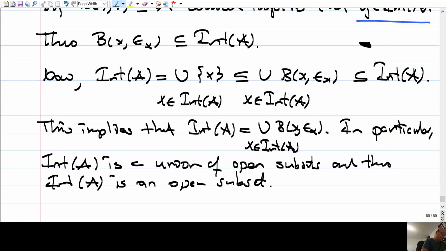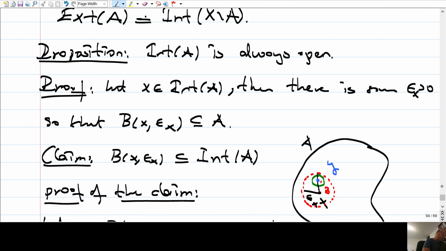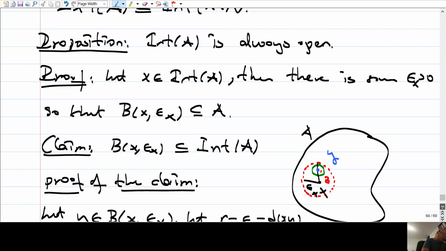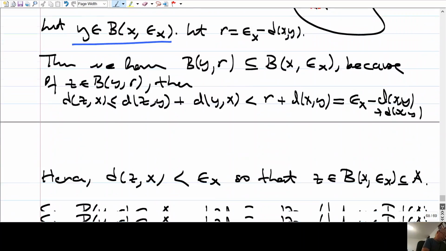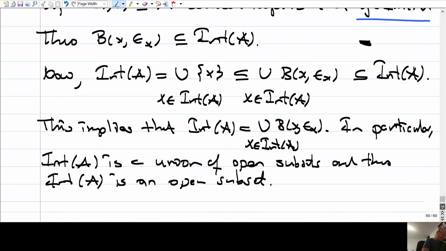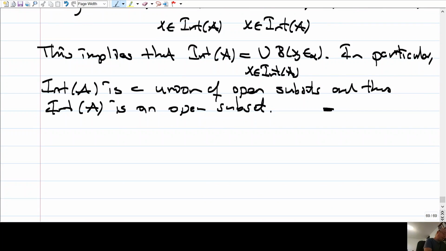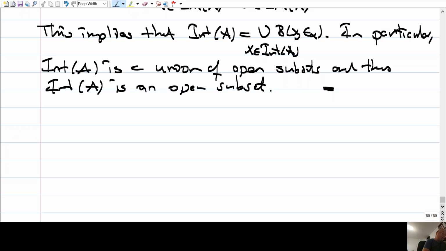Okay. So in the last hour, we proved the following. Interior of any set is open. Well, if interior is open, then exterior is also open because exterior is the interior of some other set.